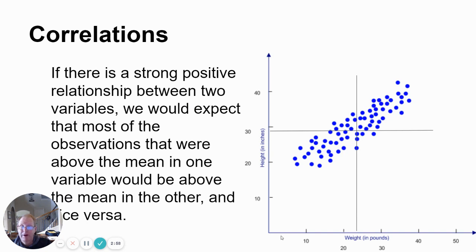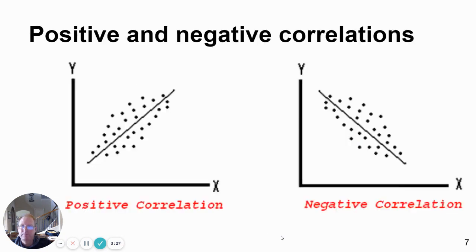If there is a strong positive relationship between two variables, we would expect that most of the observations that were above the mean in one variable would be above the mean in the other, and vice versa. In this graph, I've drawn the horizontal and vertical lines to approximate the mean weight and height. Notice that most of the observations are in the upper right and lower left quadrants. Only a few observations break this pattern. So here's a graph showing a positive association or positive correlation, and another one showing a negative correlation.